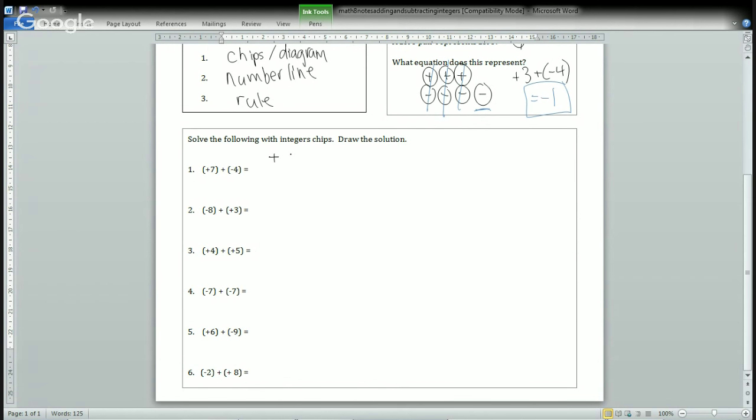So let's try the next 6 questions, drawing your solution to the diagram. For the first one, 7 positives plus 4 negatives. 1, 2, 3, 4 0 pairs, and I'm left with positive 3. Okay, why don't you try the next ones yourself?